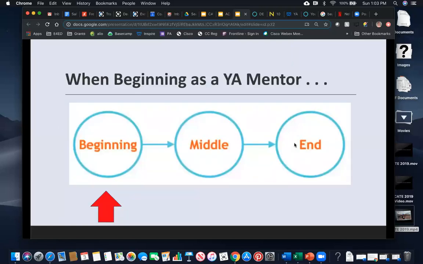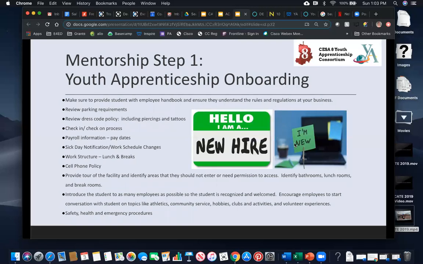So when you're first beginning as a YA mentor, you're going to really have two steps. First, you're going to make sure that there is very complete onboarding for your youth apprentice. This is going to involve making sure to provide students with an employee handbook, just like any other employee at your business, and ensuring that they understand the rules and regulations at your business, reviewing parking requirements, reviewing any dress code policy, including piercings and tattoos, reviewing with them a check-in and check-out or check-on process, reviewing payroll information and pay dates, any sick day notification or work schedule changes.